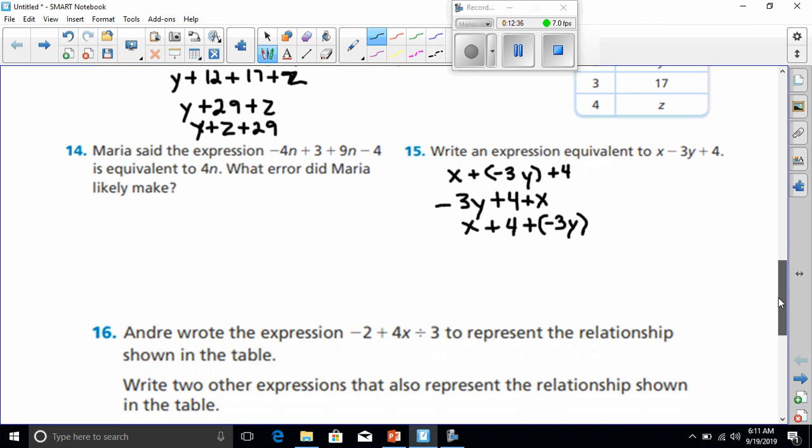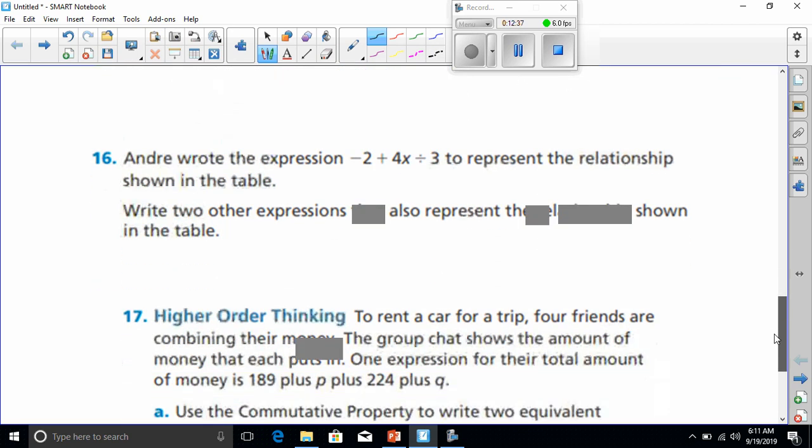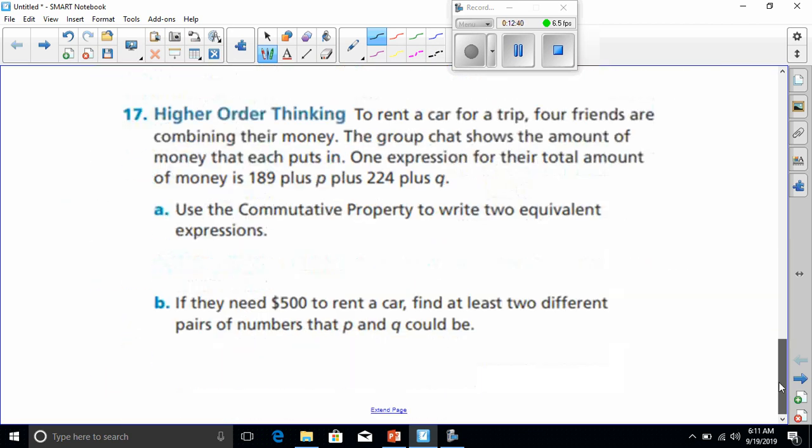Okay, let's do number 16, or no, number 17. This is high order thinking. But before we do, let's get our secret code word in, okay?